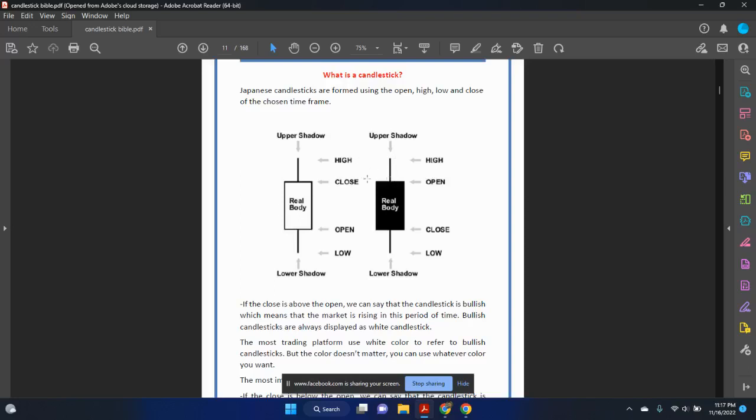We have our highs, and then we have our lows. Your highs and your lows are always going to be the same. Your upper shadows and your lower shadows will always be the same. But the difference is the open and the close. Being that this is a bullish candle, a green candle, it opens here and it goes up.